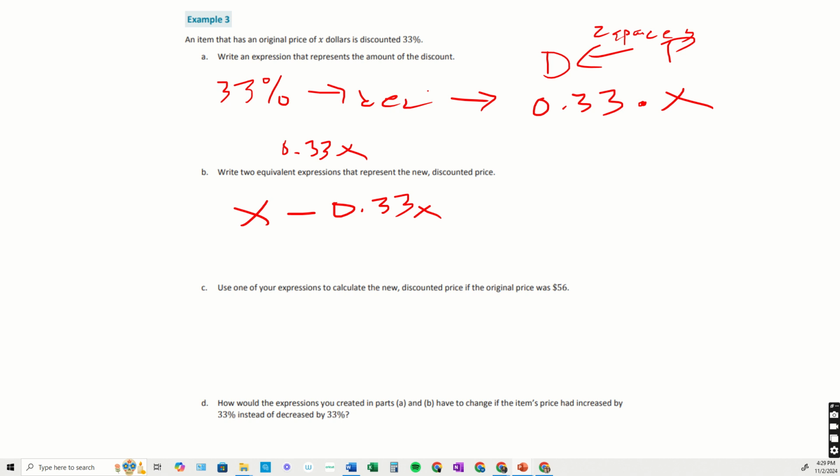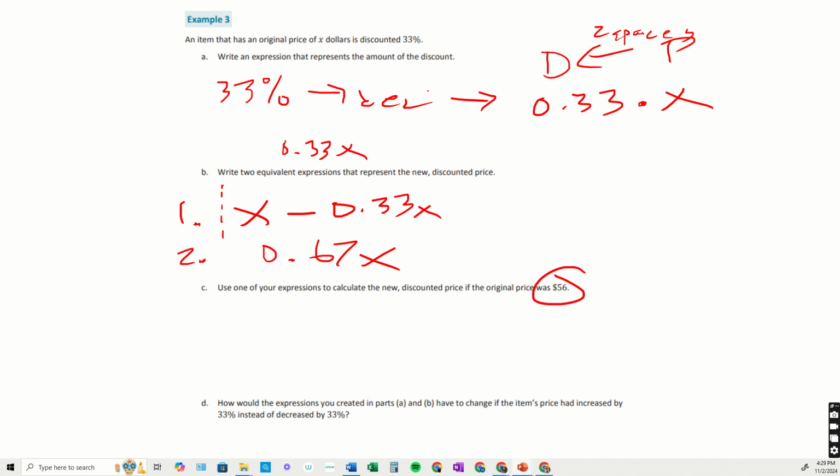So that's our first expression. Our second expression would be taking x minus that, or remember again, there's an invisible 1 in front of it, right? So 1x minus 0.33x. And 1 minus 0.33 is 0.67x. We can use one of our expressions to calculate the new discounted price if the original price was $56.